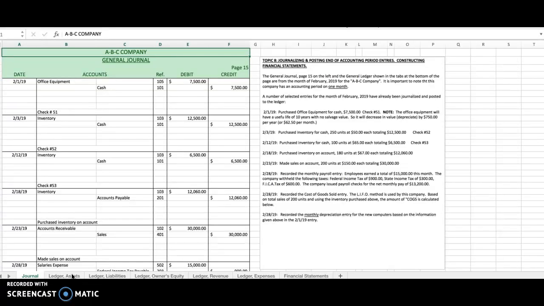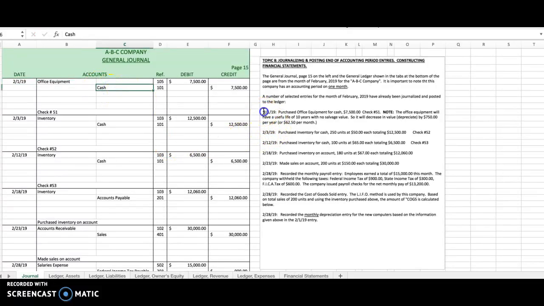You see a general journal for the ABC company, and you see a number of things already put into the journal, and also they would have been, actually were, posted to the ledger. So we're not going to walk through every one of these because these are very common transactions. You see on February 1st, we bought some equipment for cash, $7,500.